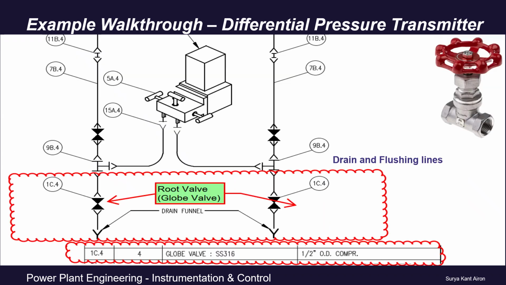On the below side, there are two lines with root valves installed. Again, root valves are globe valves. These are used for flushing and draining during maintenance and calibration.